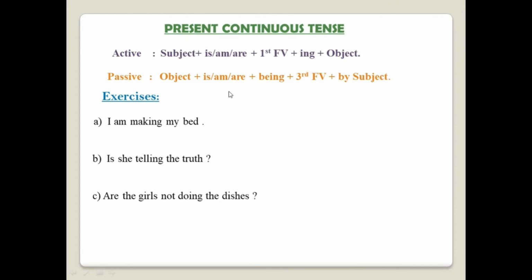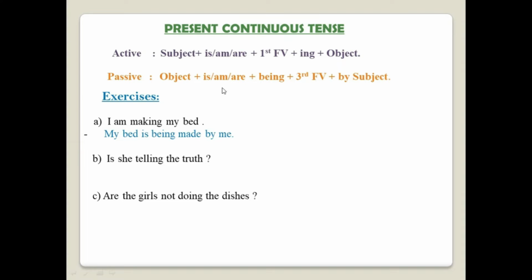Exercises. Number 1, I am making my bed. Know the tense. It's obvious. It's the present continuous tense. The subject is I, the verb is making, object my bed. Remember that the object is very important. Find out whether it's in the plural or singular form. That way you will know which auxiliary verb to use. Let's change. I am making my bed. In the passive will be my bed is being made by me, like the formula given.